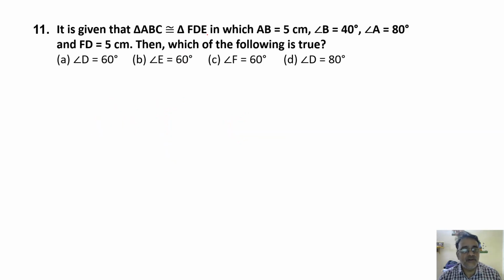Now we are moving toward question number 11. It is given that triangle ABC is congruent to triangle FDE, in which AB is equals to 5 centimeter, angle B is equals to 40 degree, angle A is equals to 80 degree, and FD is equals to 5 centimeter. Then which of the following is true? See, these two angles are given. So what we will do, we will find the third angle, that is angle C.